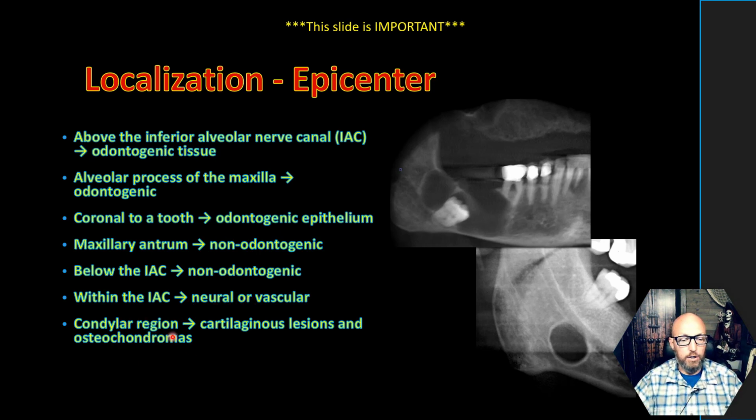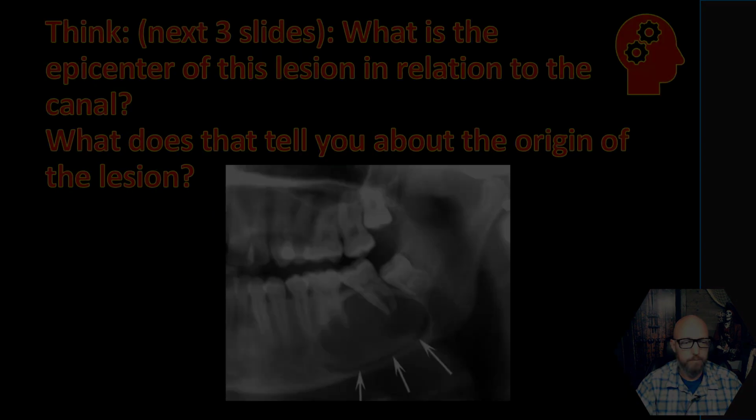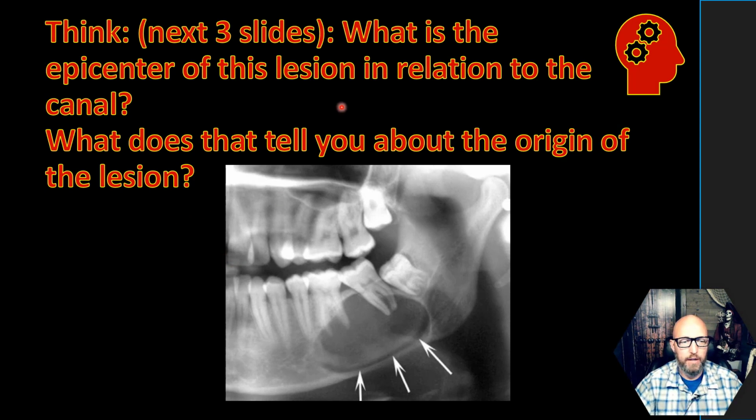And then in the condylar region, good chance it could be cartilaginous. Osteochondromas are fairly common, we're talking about in the mandibular condyles. There's some common lesions that occur there. All right, think for yourself before I give you the answer.